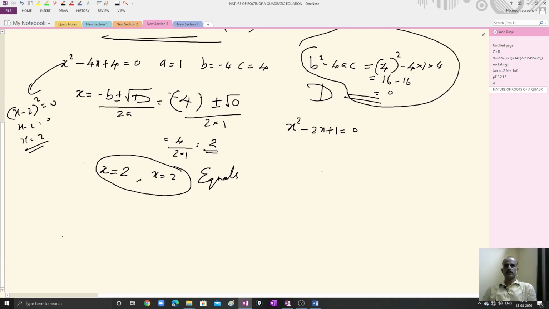The second example equation that I wrote is x square minus 2x plus 1 equal to 0. Here a is equal to 1, b is equal to minus 2, and c is equal to 1.